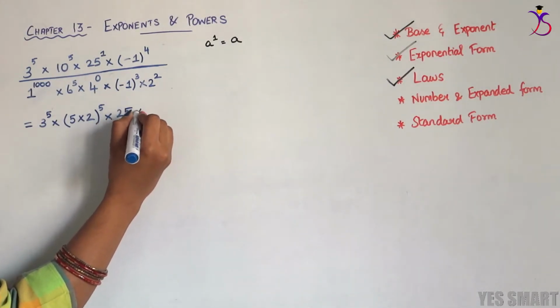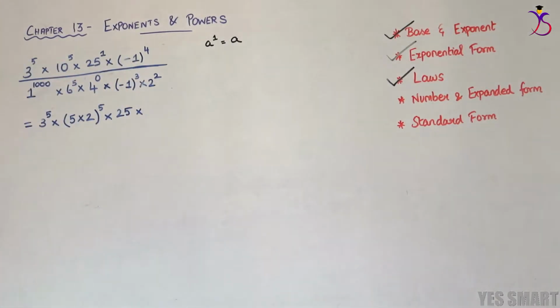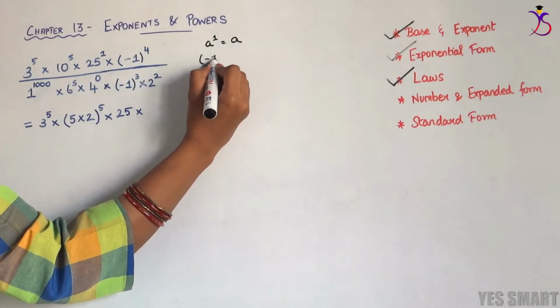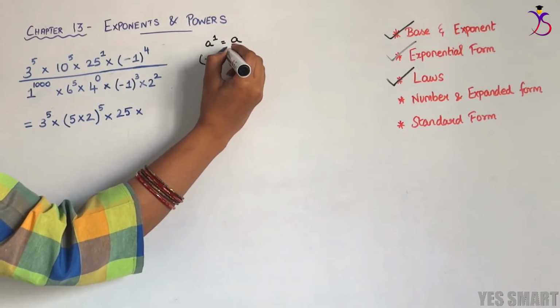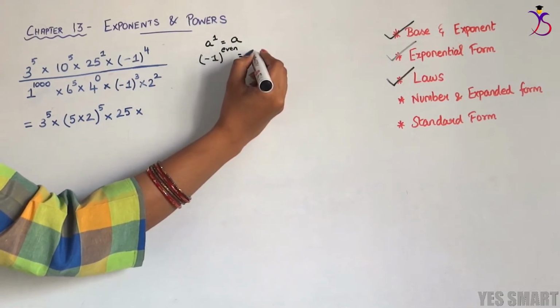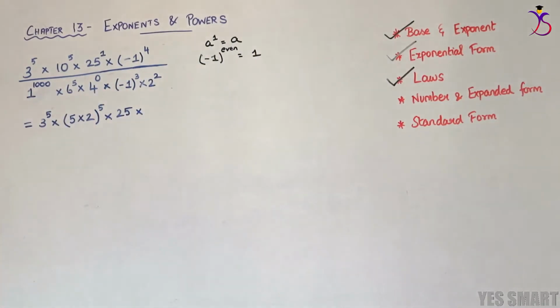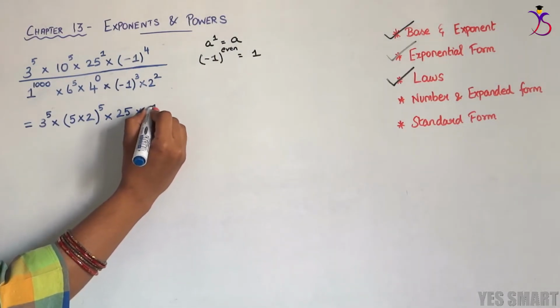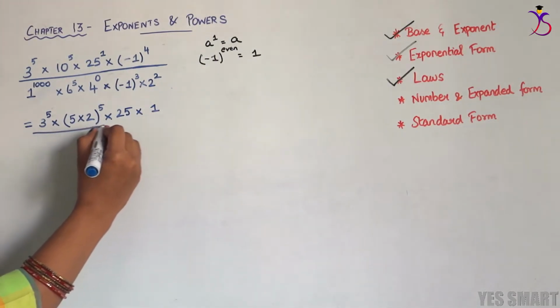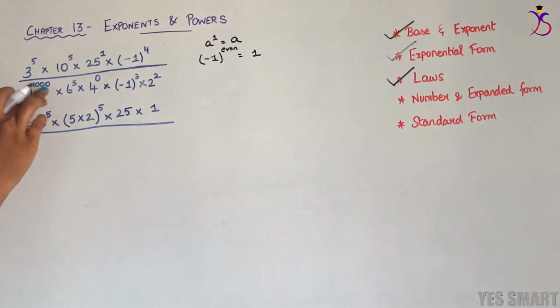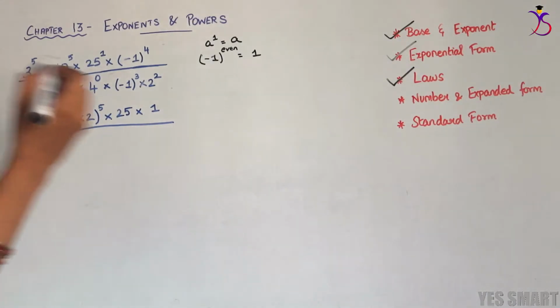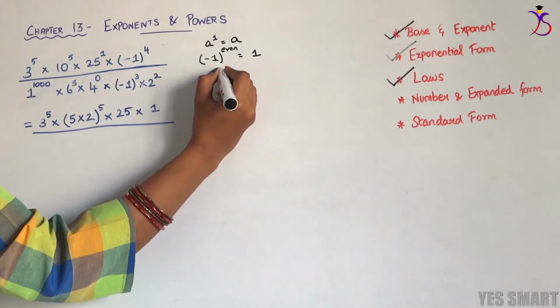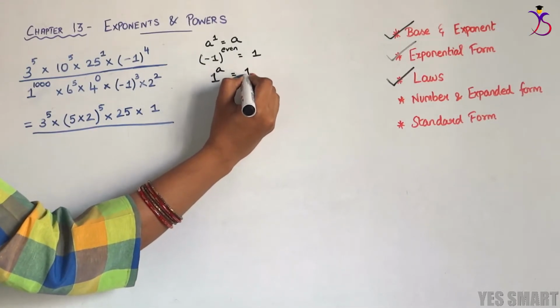25 into, now minus 1 the whole power 4. We knew the law, minus 1 the whole power even number is 1. So instead of minus 1 the whole power 4, we can substitute 1. Divided by, we have 1 power 1000 here. We already knew that 1 power anything is 1. So I'm just writing 1 into 6.